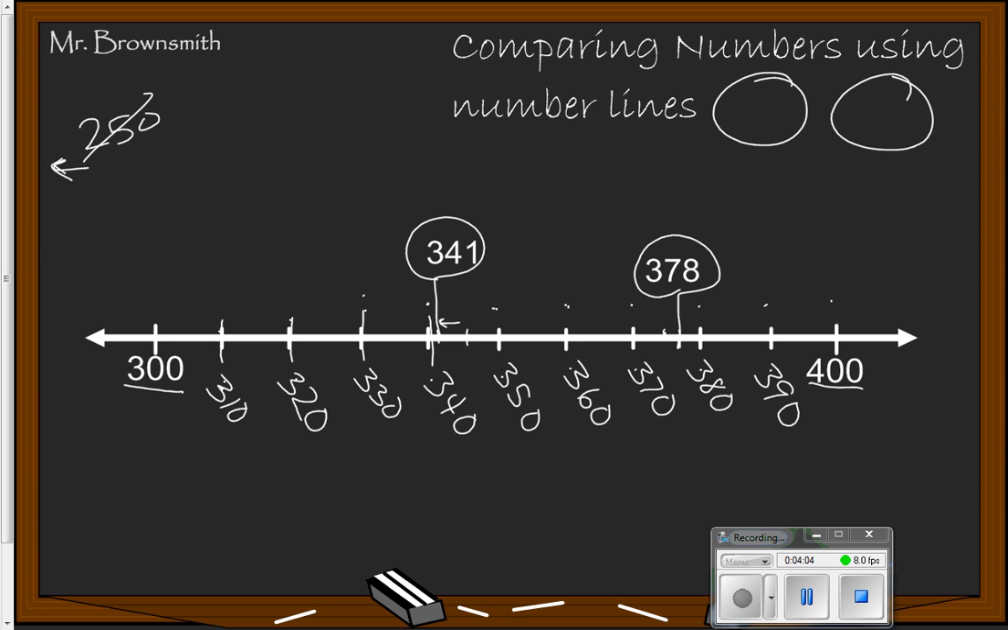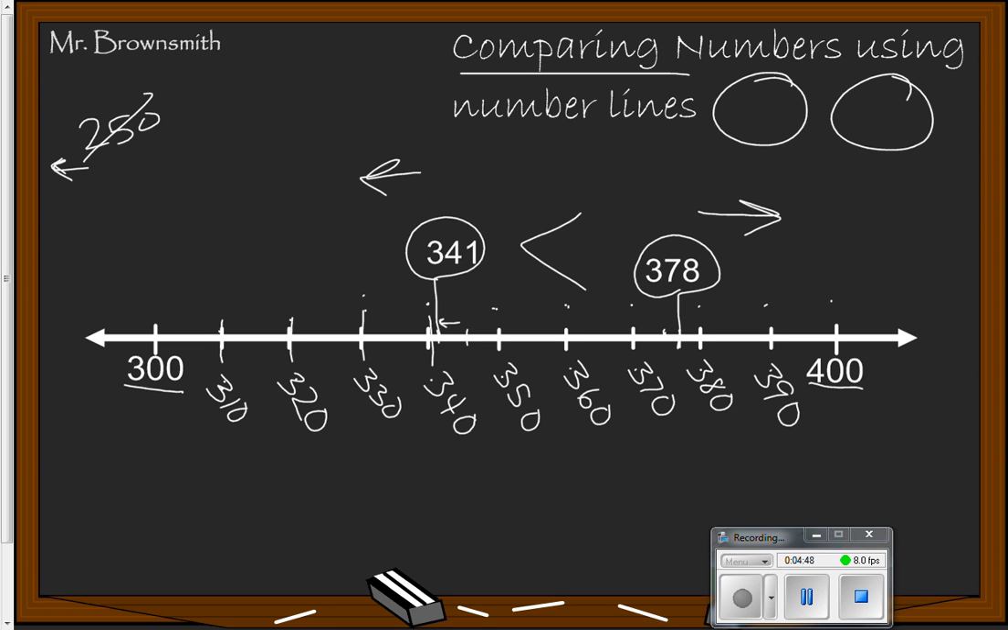Okay? Now here's the part where we start comparing those numbers. It's really easy. We look at those numbers, and now we can see which one's bigger. Whatever number is farther on the right, that's the greater one. So you can see 378 is the farthest number to the right, so that means 378 is greater than 341. Pretty easy. The opposite way to think about that is whatever number is on the far left is going to be the smallest number out of whatever numbers you're comparing.